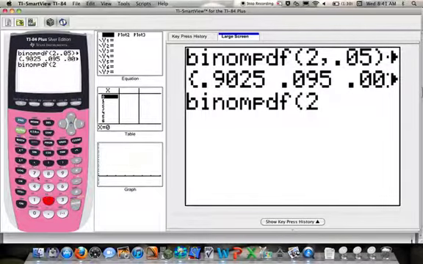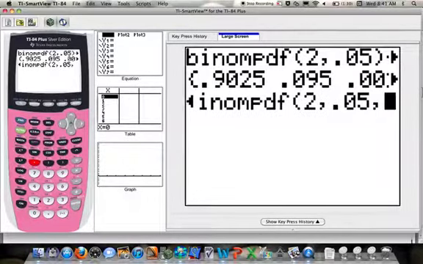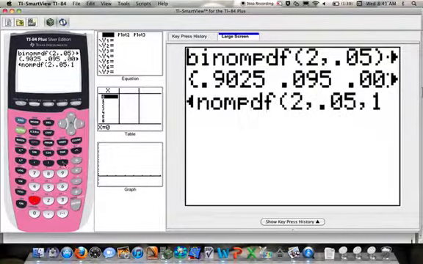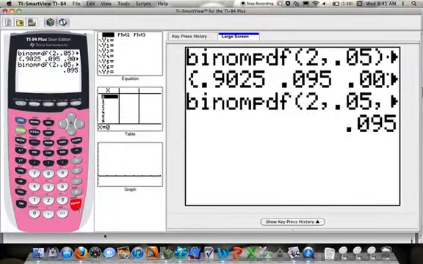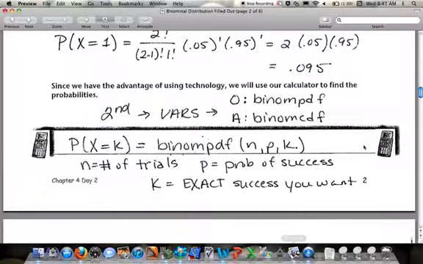I want to type in n. In this case, I was dealing with 2 cars. My probability of success, or probability of getting a lemon, was 0.05. And I was looking for exactly 1. So I press enter, and there's my probability, 0.095, which, if I go back up there, that's the answer we got there, okay? So you can use this command.